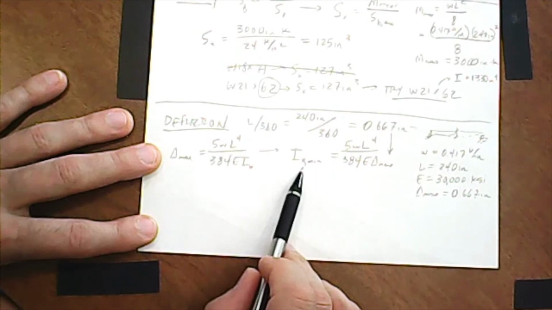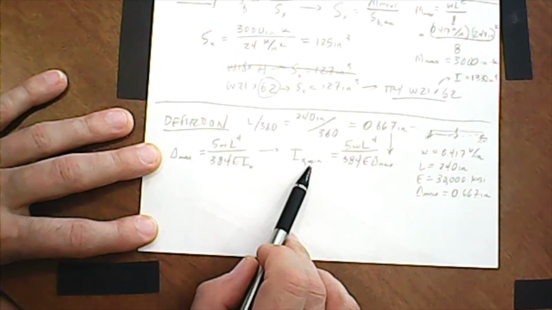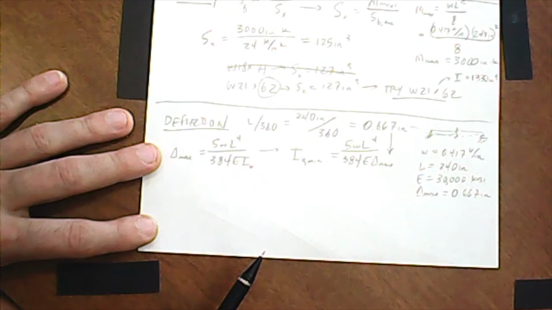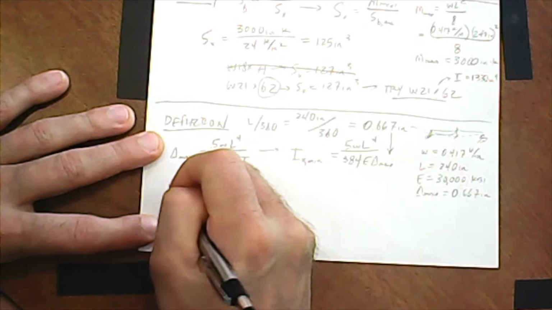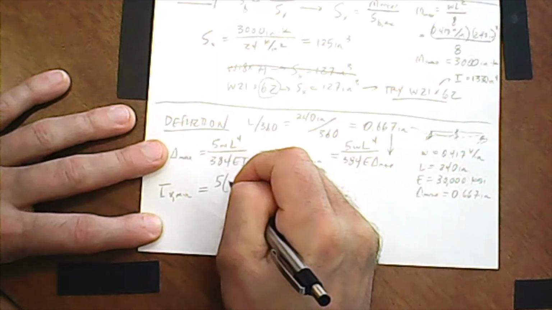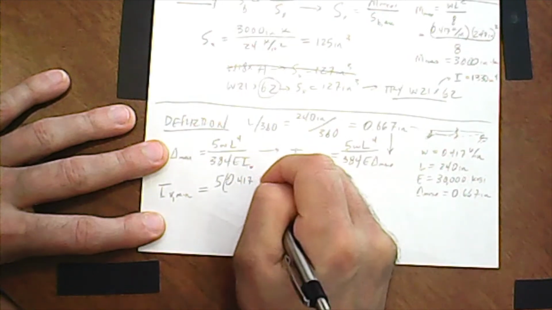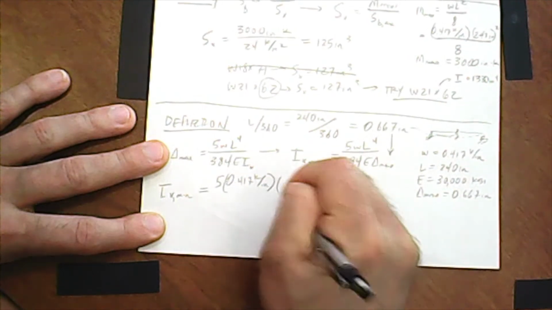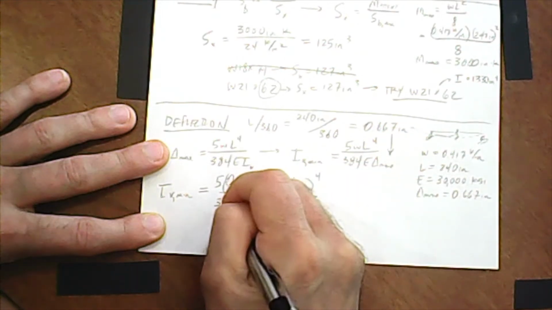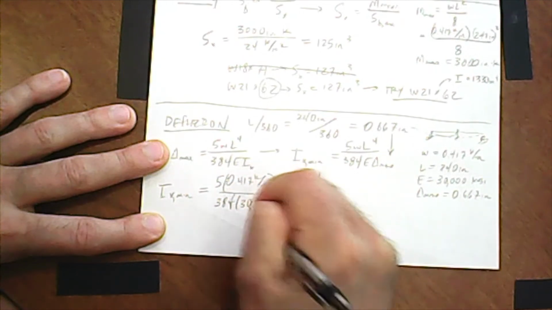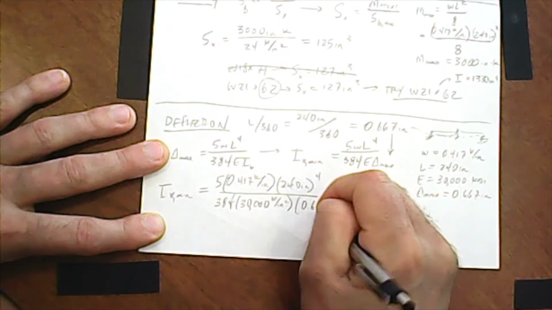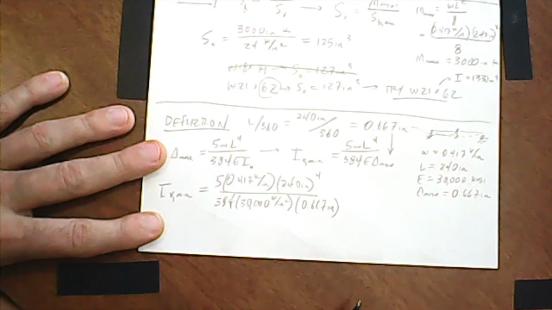So we want to figure out if, given this criteria, and we set it equal to that criteria, will 1330 inches to the 4th work out? Okay? So let's write out the equation. Ix min equals 5 times 0.417 kips per inch times 240 inches to the 4th divided by 384 times 30,000 kips per inches squared times 0.667 inches. Well, what units do we end up with?